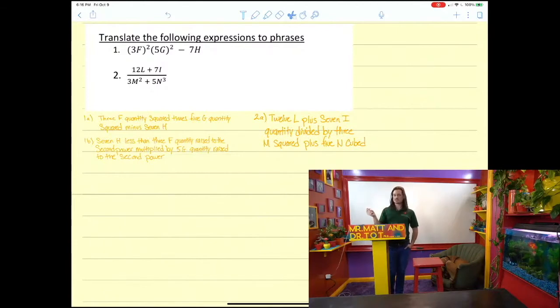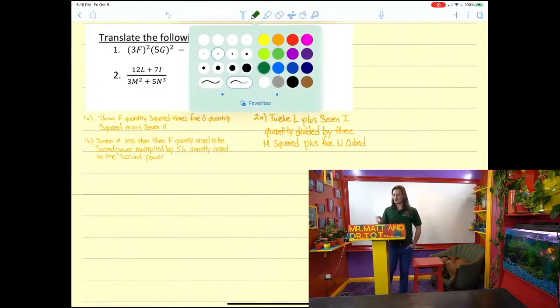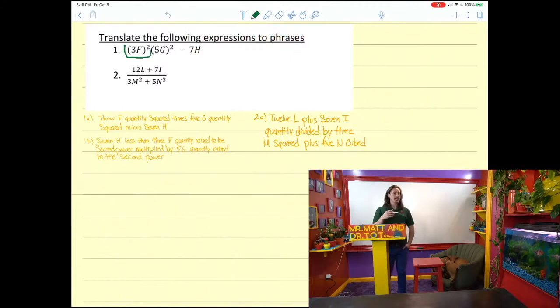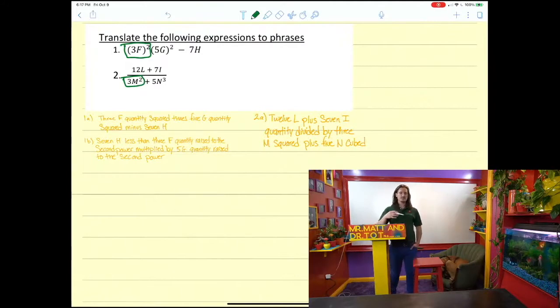So that squared is applying to the 3 and to the f. That's 3f quantity squared. The second box is 3m squared. So if the whole thing is raised to the second power, then you describe that by saying quantity squared after you list out the 3f. But if the exponent is only applied to the variable, then you just list out the number and then the variable squared or the variable cubed, whatever it is.